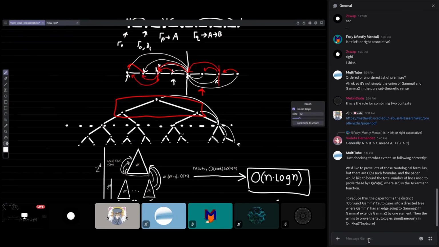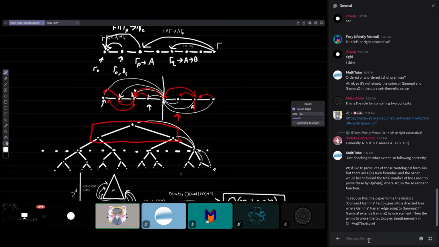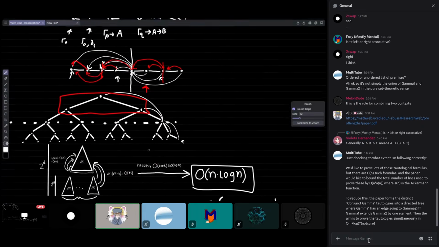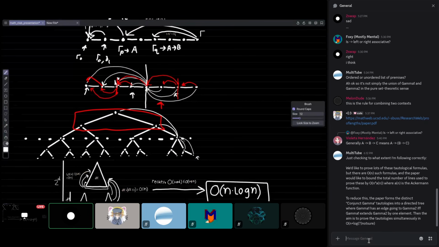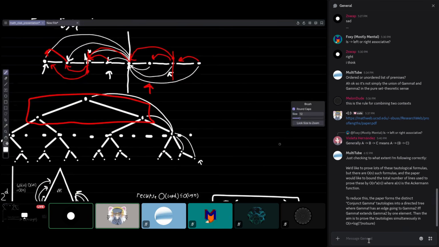All right. So now I would like to give an effective method for finding the cut. Sorry, I also just realized that Multitube posted a question like 10 minutes ago. Oh yeah, you just did. Checking to what extent I'm following correctly.